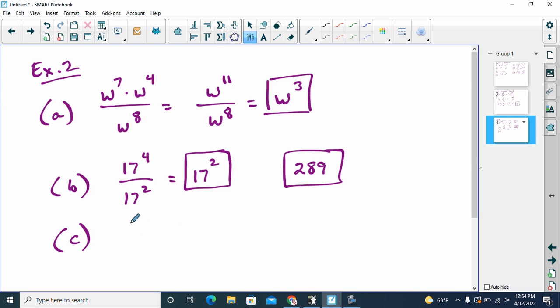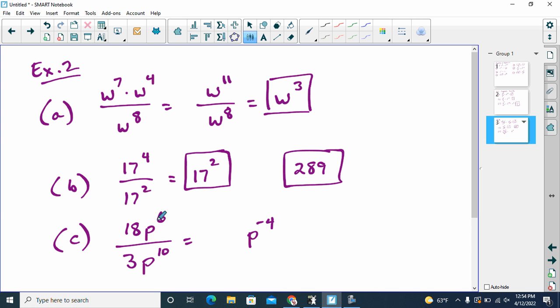Part C, we are going to go 18 p to the 6th divided by 3 p to the 10th. Let's start with the exponents here. I've got p to the 6th divided by p to the 10th. So I'm dividing. When I divide, I subtract exponents. 6 minus 10 gives me -4.